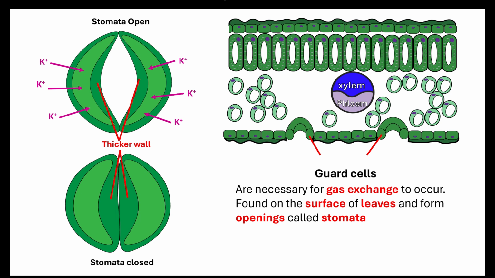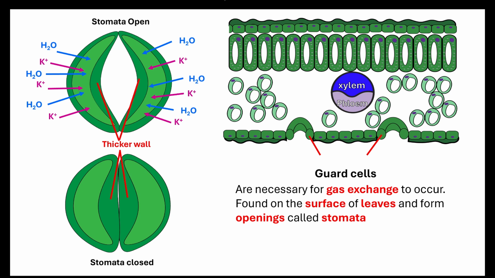Now, if they're being pumped into the guard cell, that use of the word pumped tells you it's active transport against the concentration gradient. So if we're going against the concentration gradient, we are therefore creating a higher solute concentration inside the cell. Therefore, water is going to move in, down its water potential gradient, and as the water moves in, those guard cells become very turgid. And when they become turgid, because of that thicker wall on the inside, it causes this curvature of the guard cell, and that is what opens the stomata.